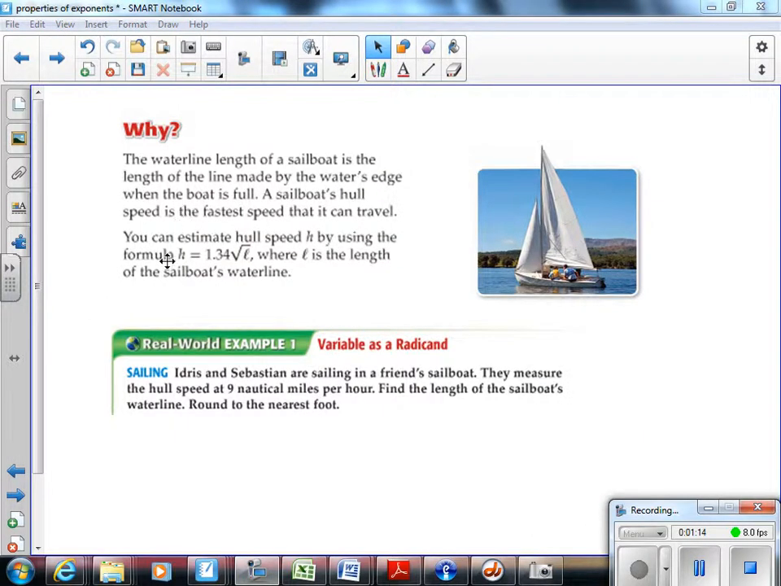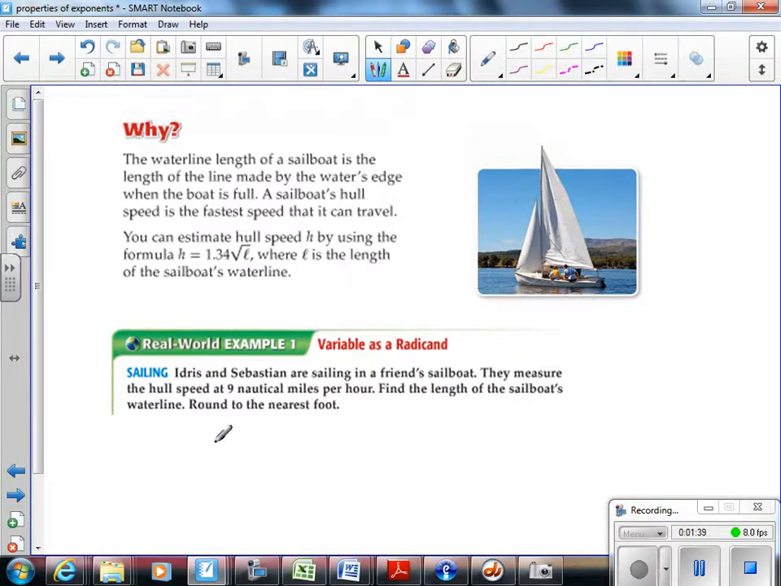All right, let's take a look at that formula. It has to do with a sailboat. The water line length of a sailboat is the length of the line made by the water's edge when the boat is full. A sailboat's hull speed is the fastest speed that it can travel. Now you can estimate the hull speed, H, by using this formula: H equals 1.34 times the square root of L, where L is the length of the sailboat's water line.